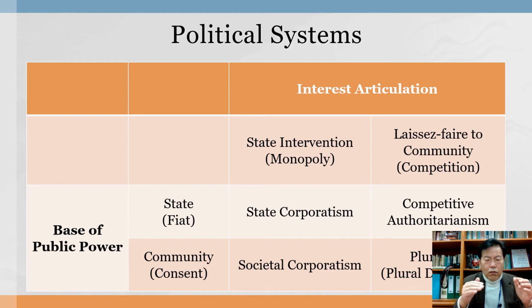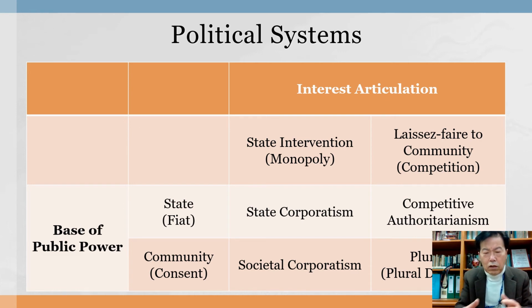So the first criterion is on what the public power is based. Is it based on consent of the ruled, consent of the governed, or the public power simply self-assumes the power? So those political systems that base the authority of public power on the consent of the governed, on the consent of the ruled, are called democracies.